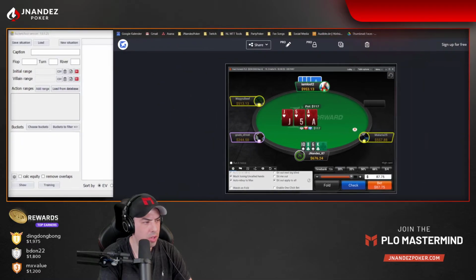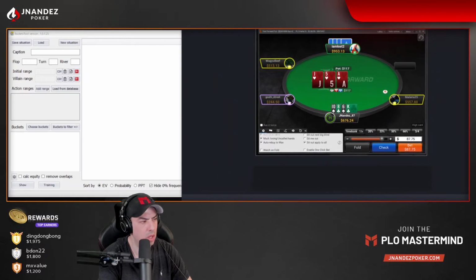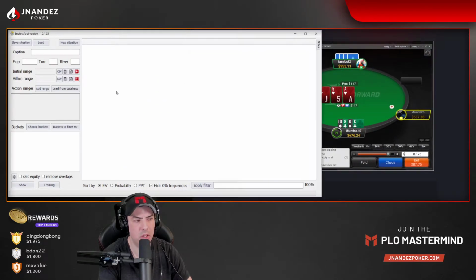Okay, first hand we're going to look into will be this one here. So I have King 10, 8, 6 double suited in the small blind versus the cutoff open. I decided to 3-bet before the flop. And we're going to start by first of all looking into the preflop solution. So we're going to click load from database.